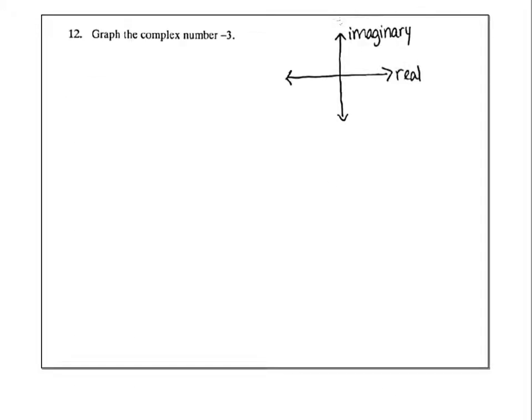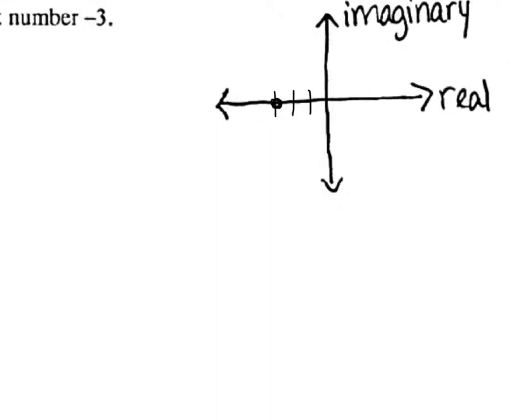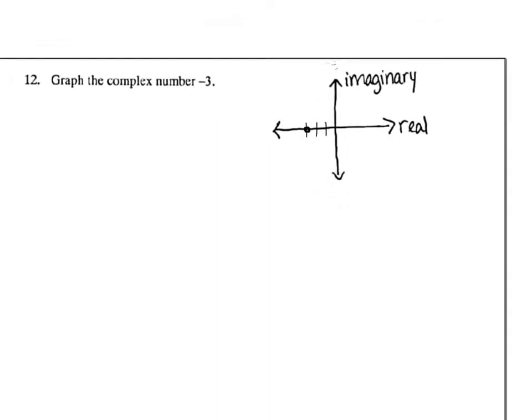Now we're told to graph the complex number negative 3. So again, check, is it imaginary, real, or one of each? Negative 3 is a real number, so we use only the real axis. Since it's negative, I'm going to go to the left 1, 2, 3 spaces. And there's the graph for the real number of negative 3.